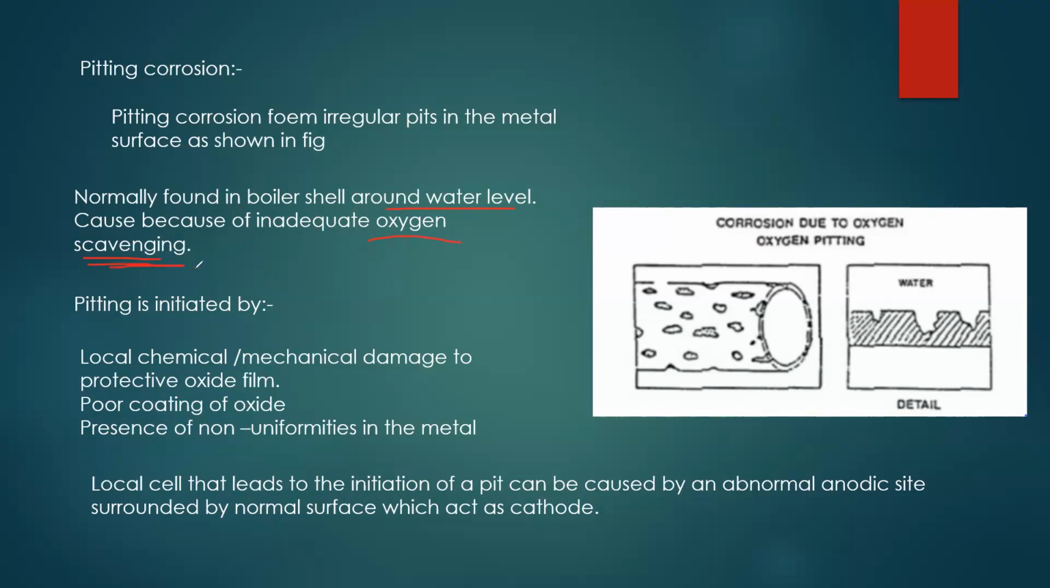Scavenging means you want to remove the oxygen. So how are you removing the oxygen? By heating the water, in the cascade tank, and by adding hydrazine. Yes, right? So if you are not maintaining your cascade tank temperature as per the recommended value, the oxygen scavenging will be inadequate.